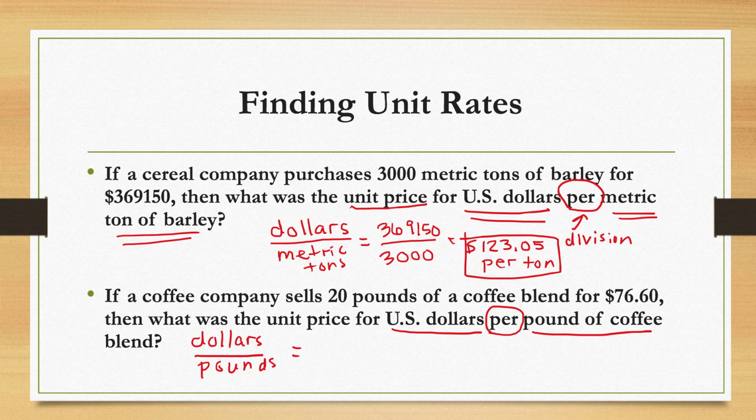All right, let's fill in the numbers. If a coffee company sells 20 pounds, so where does the 20 go? 20 pounds, that would go on the bottom of a coffee blend for $76.60. The dollars goes on the top. Then we're going to divide. 76.60 divided by 20 gives me $3.83 per pound.